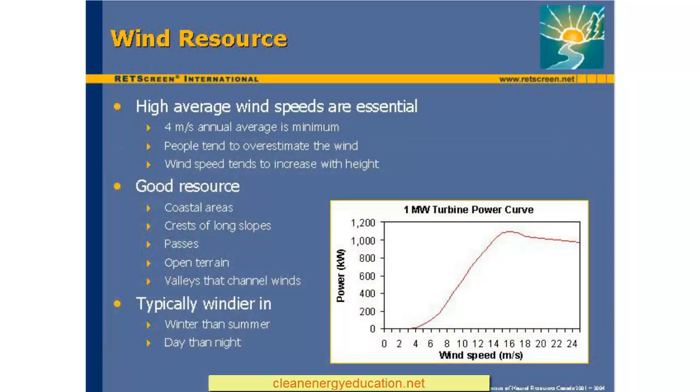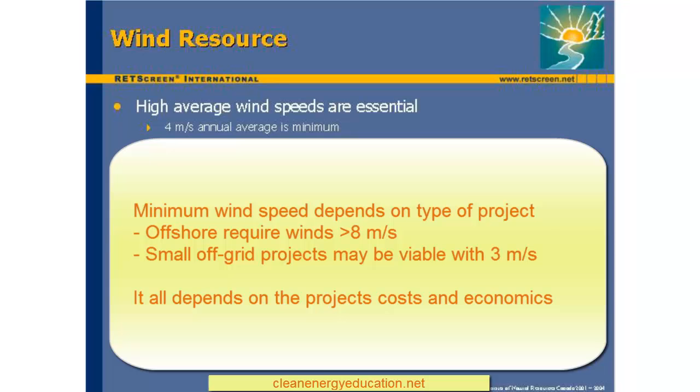Wind speed typically increases with height above the ground, so when discussing wind speeds, the height of the wind speed measurement must be specified. At minimum, the annual average wind speed for a wind energy project should exceed 4 meters per second, or 14 kilometers per hour, at a height of 10 meters above the ground. Commercial wind farms are usually sited at locations with average wind speeds significantly higher than this.